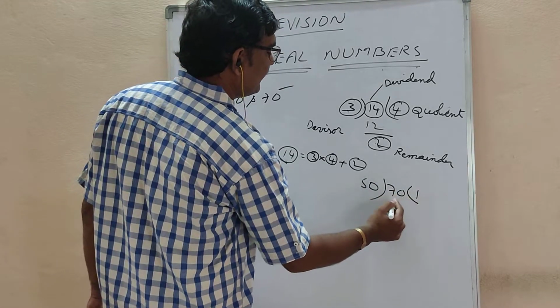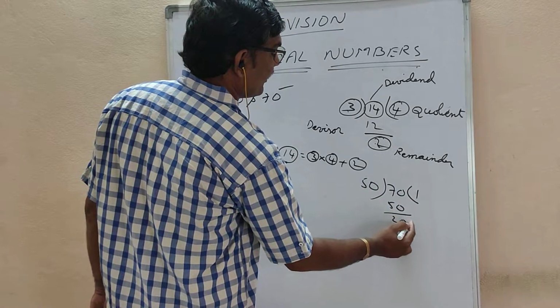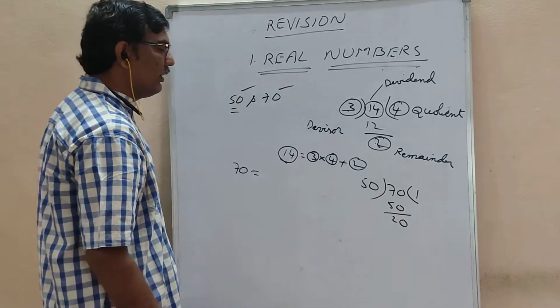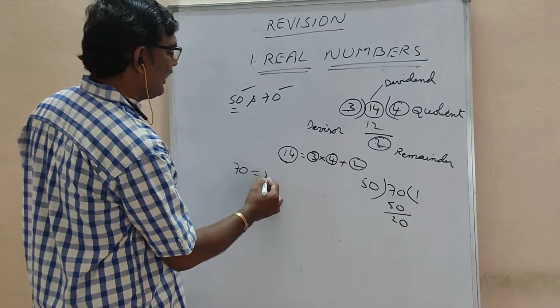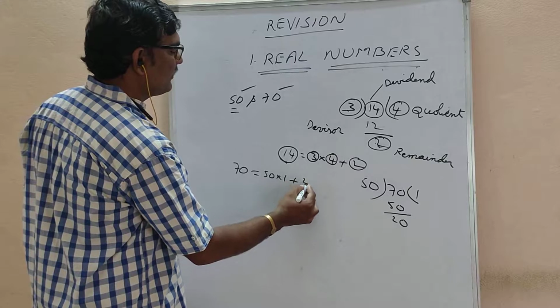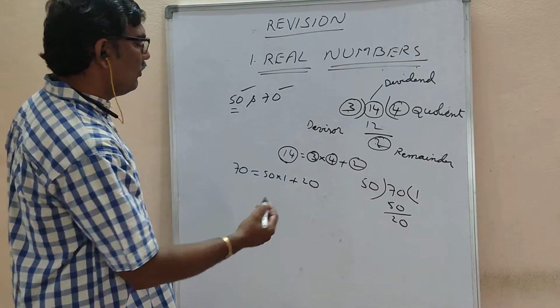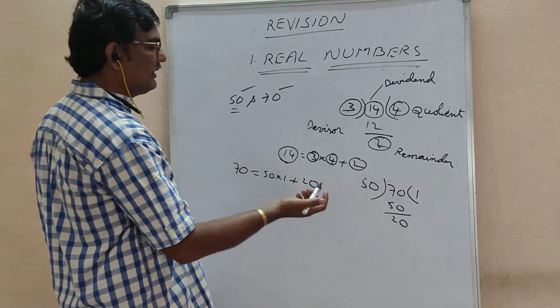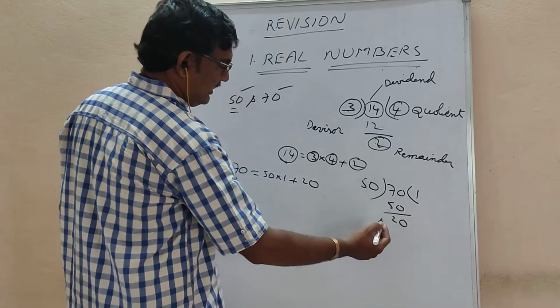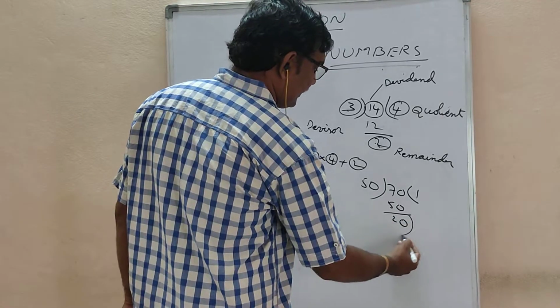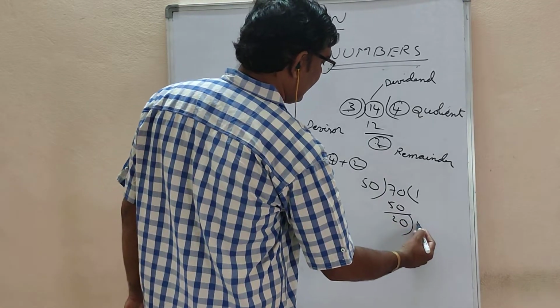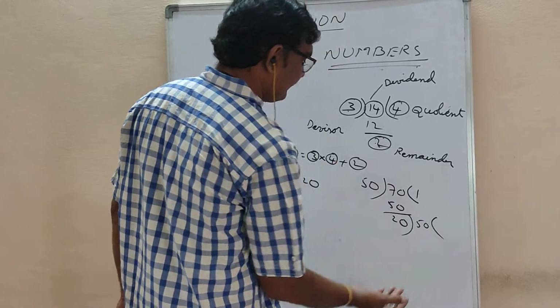50 ones are 50. How much remainder are you getting? 20 you are getting as remainder. So how can I write? 50 into 1 plus 20. Now in HCF, this remainder 20 becomes the divisor, and the divisor becomes the dividend again for the next step.